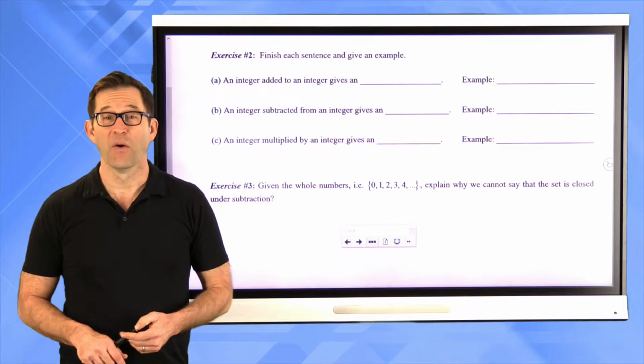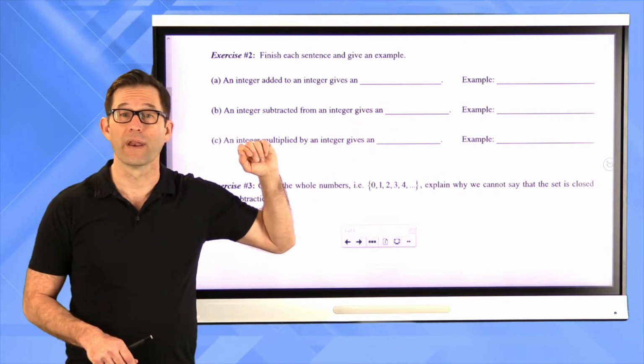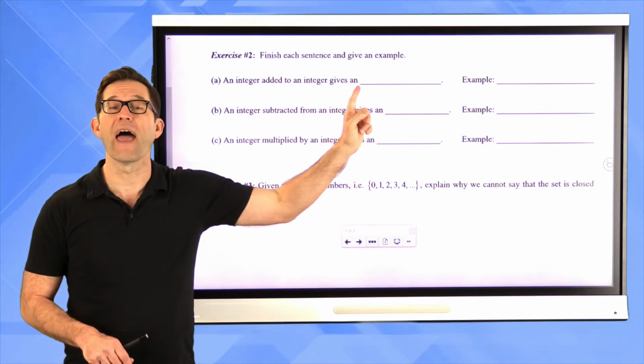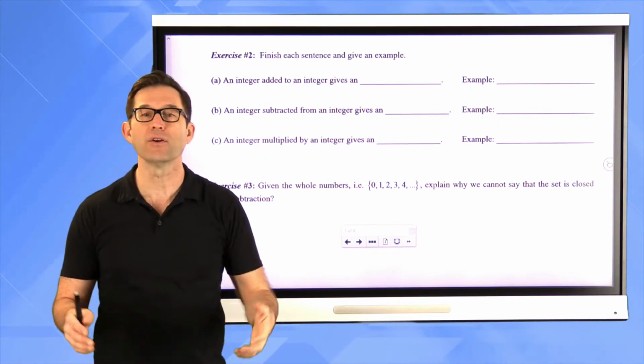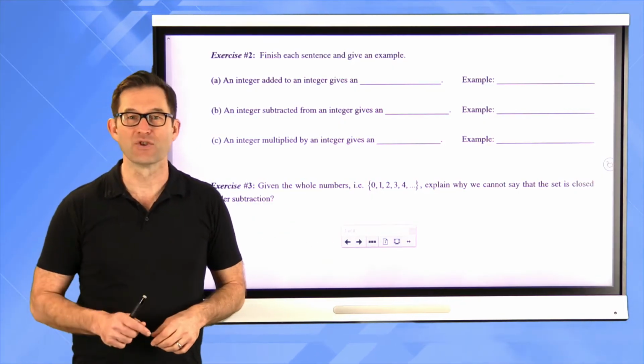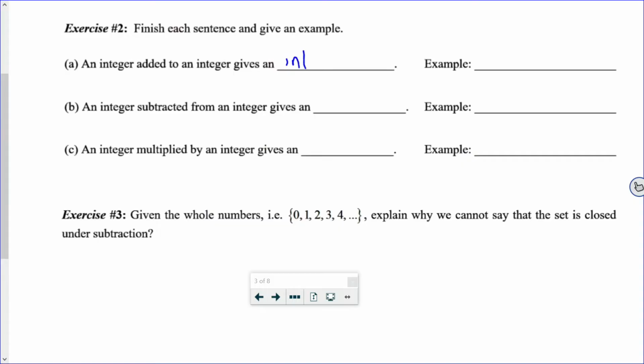Now, what's kind of great about this is that every one of these is going to have the same word in it. Letter A, an integer added to an integer gives an integer. That's what I mean by integers behave nicely. When I take an integer and I add an integer to it, what I get as an answer is an integer. The more I say that word, the funnier it sounds.